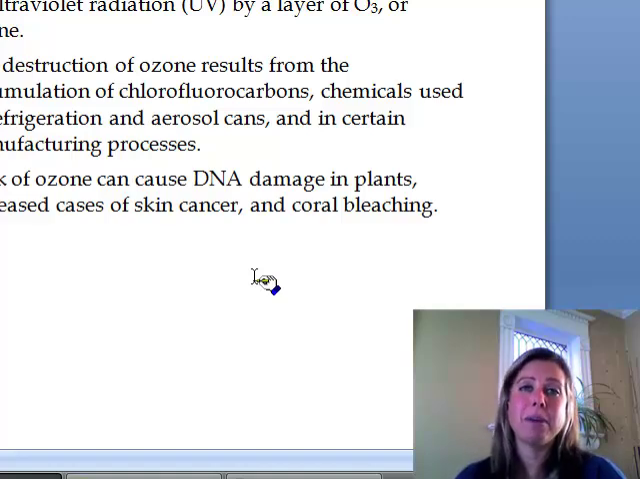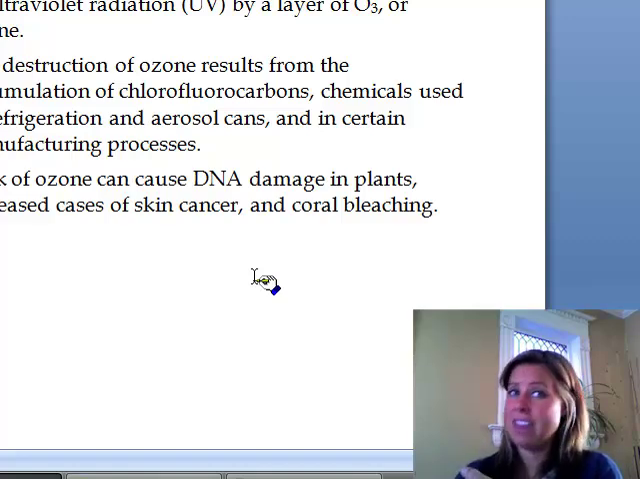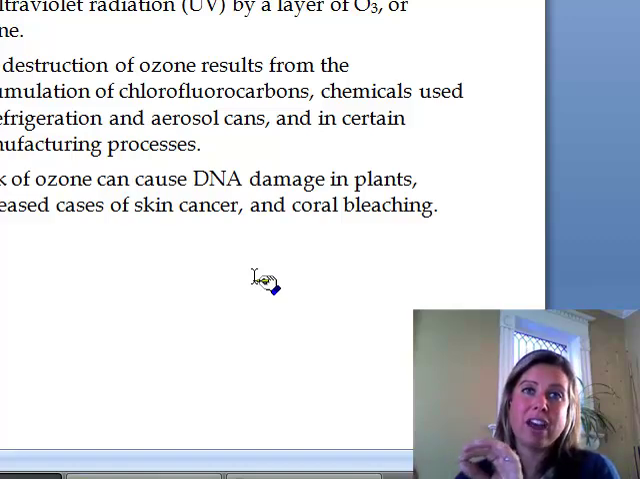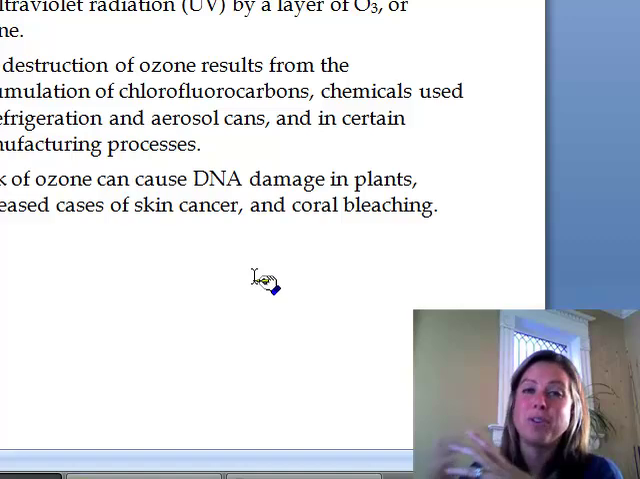Now, the reason we care about the ozone layer is because it's like a layer of sunscreen around the Earth. So if it gets thinner, then we are going to see higher rates of mutations in our DNA, cancers, coral bleaching, and that type of thing. And they've seen the rates of skin cancer skyrocket since the ozone layer has gotten thinner. And especially in areas like New Zealand where the hole is really big, that's where they see a really high amount of skin cancer and that type of thing.